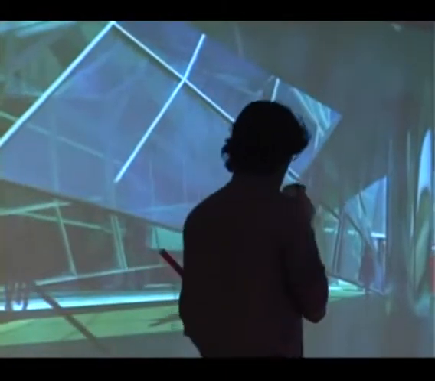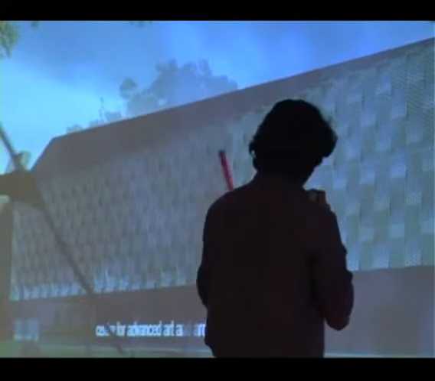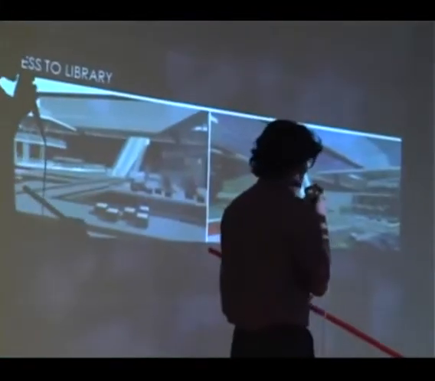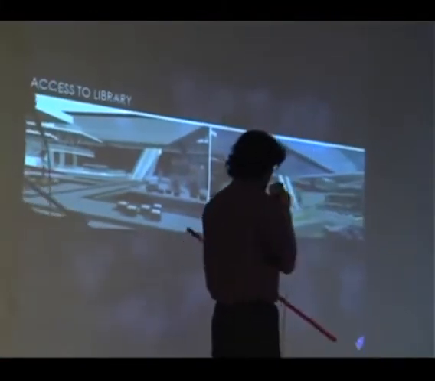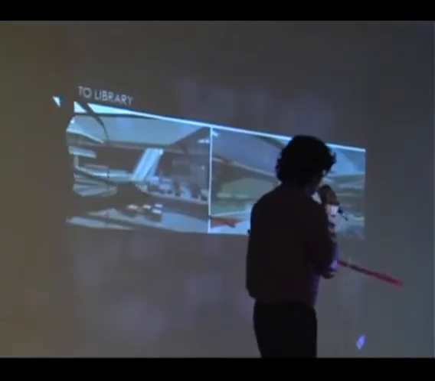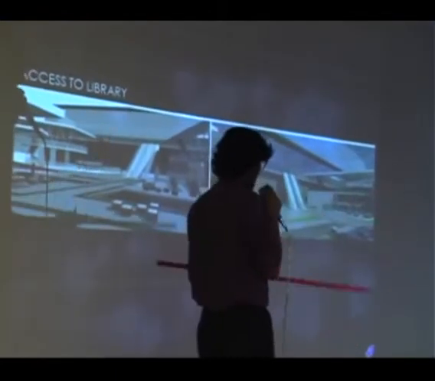This is a view of the court in School of Arts. This is the library block, specially designed skin for the library block. And for access towards the library block, we have stairs, escalators, and a ramp. Ramps are connected from the faculty blocks towards the library.